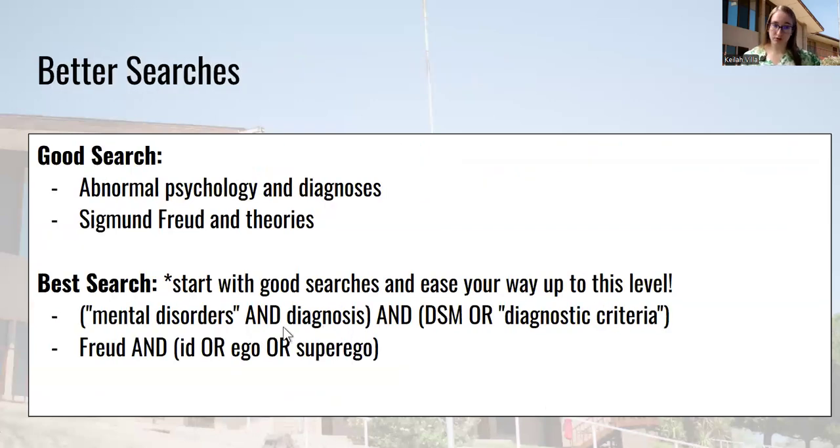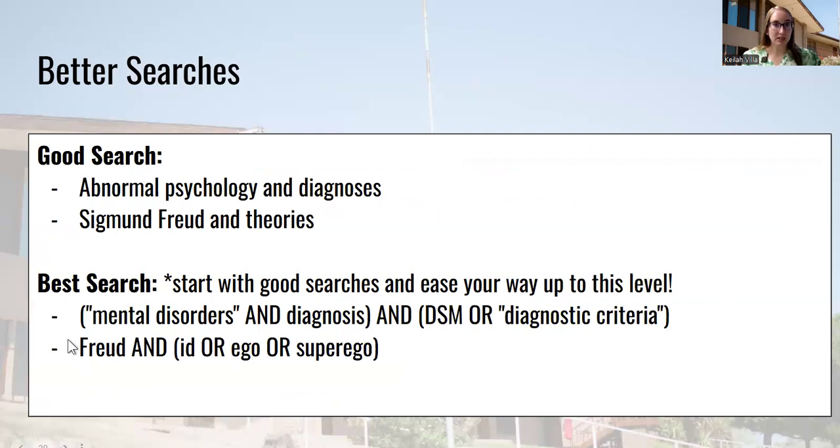Now, the best search, this would be like librarian status or senior year status or master's degree kind of thing. You can start with good searches and then slowly ease your way up to this level. This isn't something that you would be expected to be able to do right away, of course.